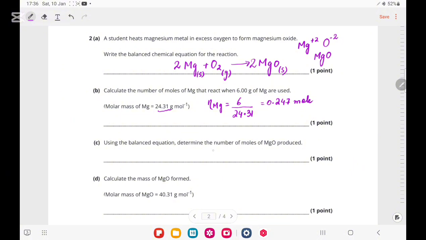Then they are saying use the balanced equation to determine the moles of magnesium oxide produced. For that purpose, I am going to put magnesium, which is the known, and magnesium oxide on the right hand side. From the equation, 2 mole of magnesium produce 2 mole of magnesium oxide. And if it is 0.247, then it is going to be X, and X comes out to be also 0.247 mole of magnesium oxide.